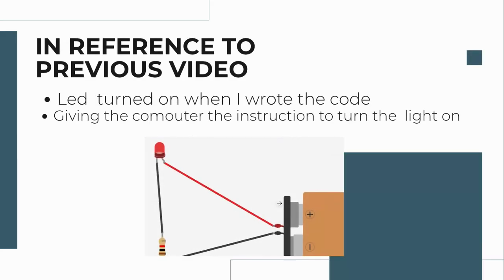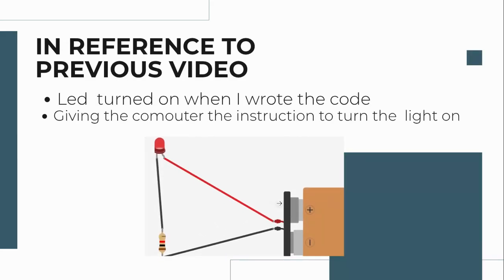So in reference to my previous video, I showed an LED light turning on using a simulation in Tinkercad. That light didn't just turn on by itself. It follows the instruction that I gave through a code. So when I wrote the code, it was basically telling the computer to turn this light on and then turn it off and then turn it on again.